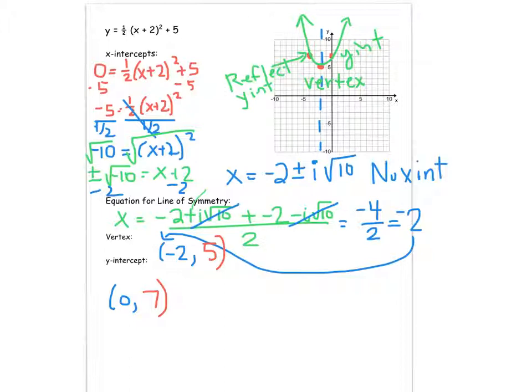Okay, so there's one example of how you can solve by undoing, have no x-intercepts, and still complete the problem. And the previous example was using the quadratic formula and having imaginary numbers and still completing the problem. So, hopefully we have a full toolbox now for graphing quadratics.